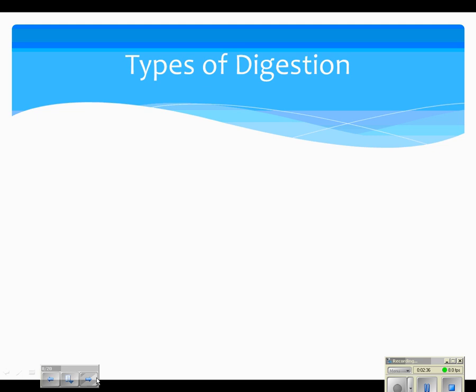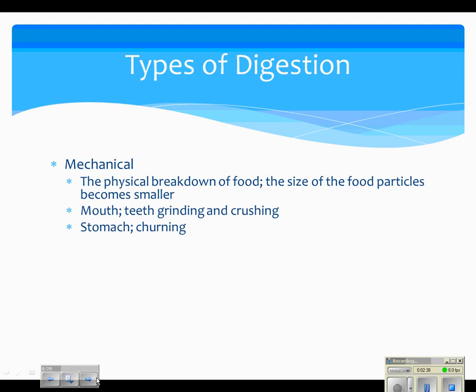Now we have different types of digestion. The first one we'll talk about is mechanical. Mechanical digestion is the physical breakdown of food, so the size of the food particles becomes smaller. You think about a sandwich, it's big. You take a bite of it, and your teeth are going to grind it and crush it and make it smaller. In the stomach, we have some mechanical digestion because it's going to churn. Those muscles are going to move it around, and the food's going to break down in size a little bit more.